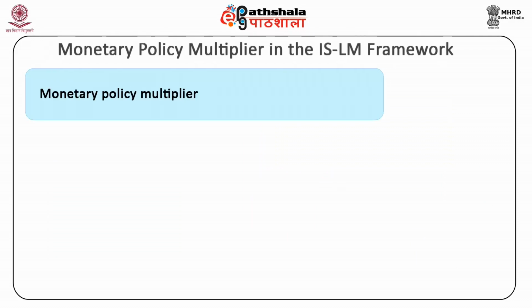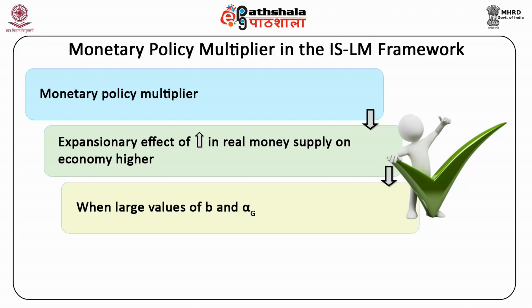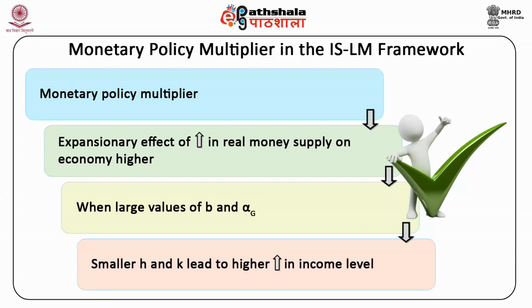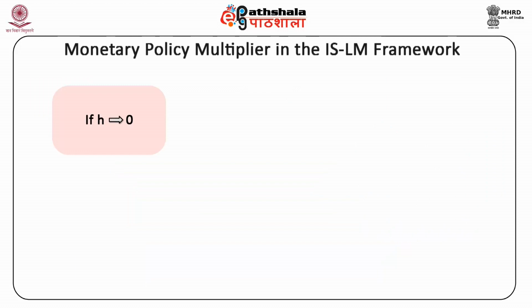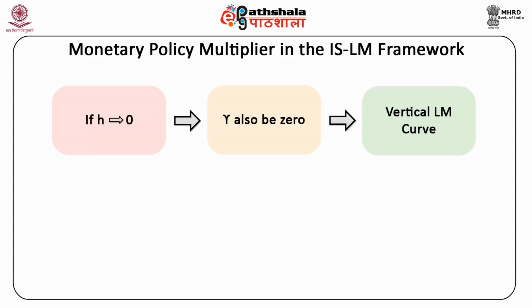The monetary policy multiplier implies that the expansionary effect of an increase in real money supply on the economy will be higher when we have large values of B and αG. Also, as γ is equal to H·αG divided by H plus K·B·αG, smaller h and k will lead to higher increase in income level. If the interest rate sensitivity, that is h, for real balances is lower, that is almost 0, then γ would also be 0, and in such a case the LM curve will be vertical.